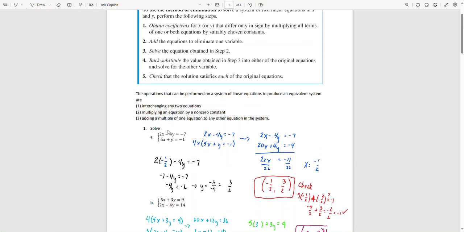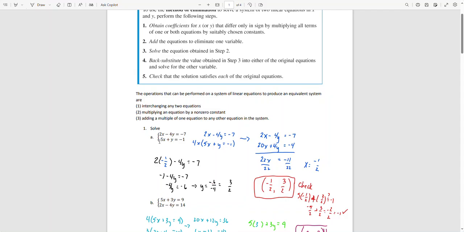So here are the operations that can be performed. First, we could interchange any two rows, and we're not going to interchange these rows very often, but it's a possibility. We can multiply an equation by a non-zero constant, and that's exactly what we're going to do in all of these problems, actually. And we can add a multiple of one equation to any other equation in the system. All right, here we go.